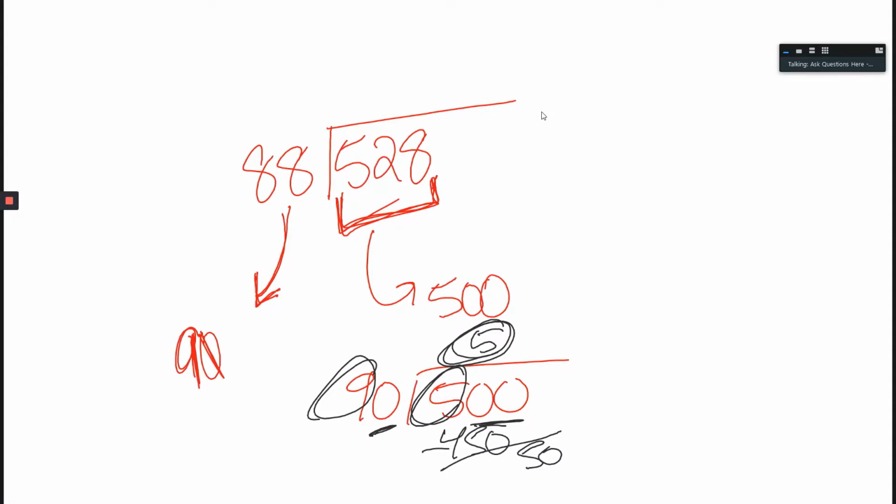If you even want to pull the estimation further, you can think of it as 100 divided by 500, and that would still be the same kind of estimation, because you'd still get at least a value of 5.